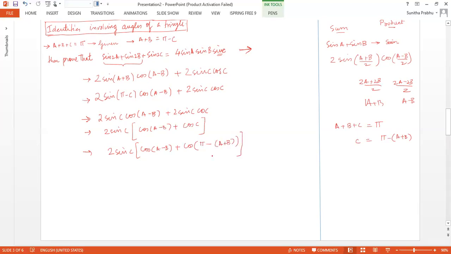Then 2 sine c cos a minus b plus, what is cos 180 minus theta? Minus cos. Cos 180 minus theta is minus cos theta. So I'll write it as minus cos of a plus b. Now we got this as cos x minus cos y. What is the formula for cos minus cos?